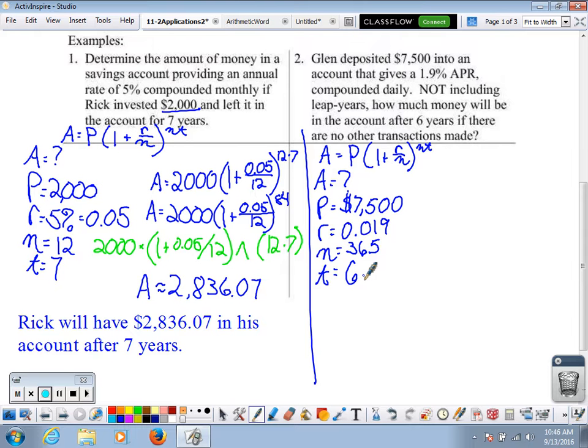Okay, now we have all the pieces. Everything is clearly laid out for us. We can sub everything in. Okay, so we'll have A equals 7,500 times the quantity, 1 plus 0.019 over 365, raised to the 365 times 6.